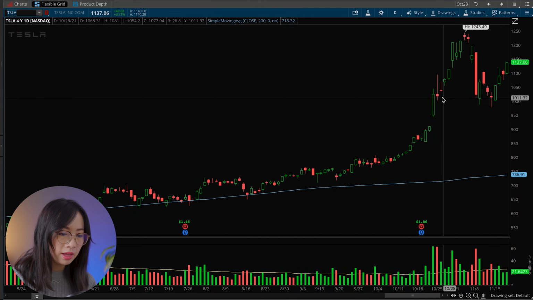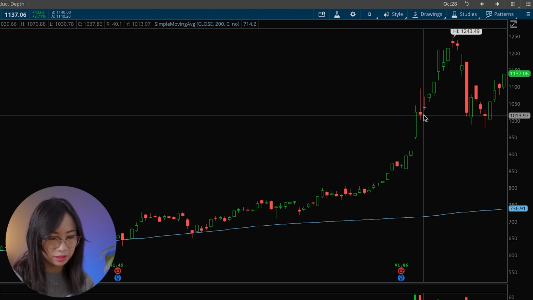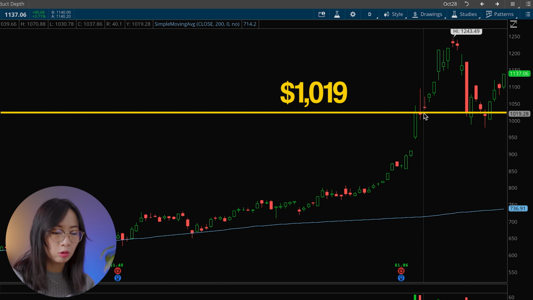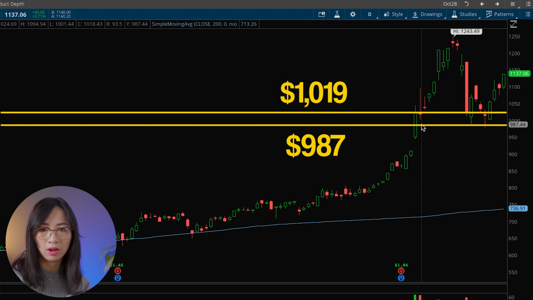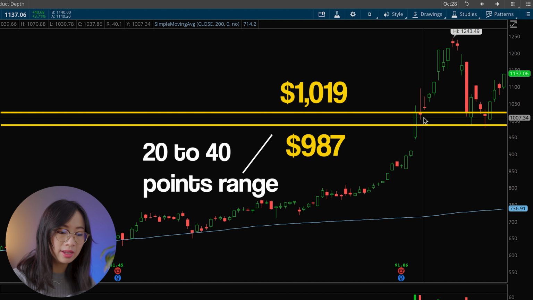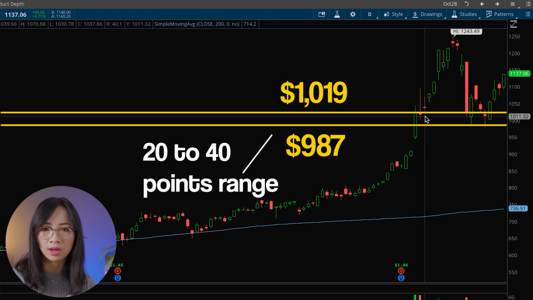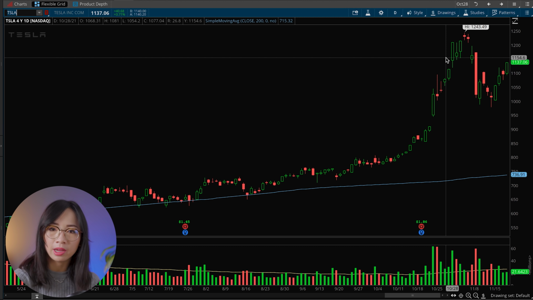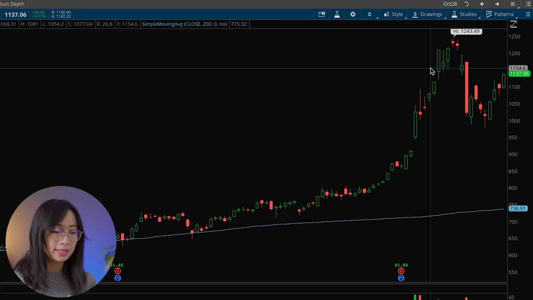It's a lot higher. So on the chart, you can see the support area here, I would say, let's say $1,000. There's a range between $1,019 and down here, $987. So that's more than 20-30 points range for this rough support area on the daily chart. And it's the same up here. You can see this is a rough area of support for a Tesla stock.